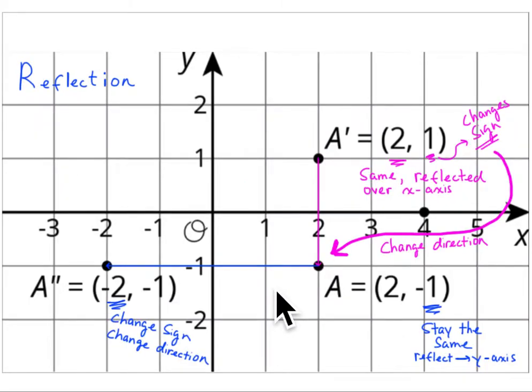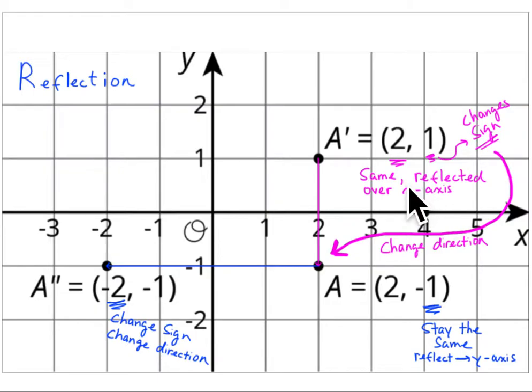For reflection, the points remain in the same order. So if I'm reflecting A prime to A, the coordinates are going to remain in the same order. So it's going to be 2, 1, and it's going to be 2, 1, but then one of the coordinates is going to change signs.